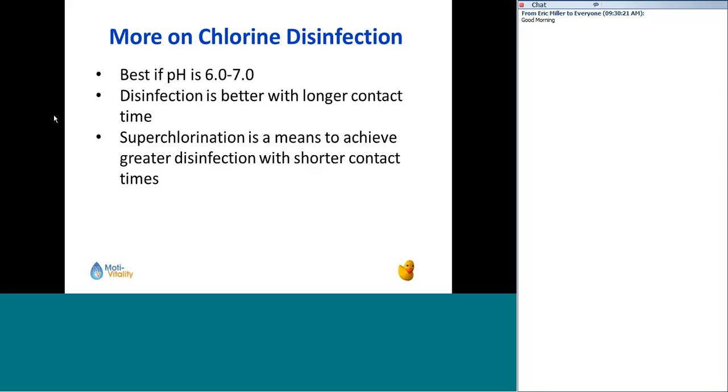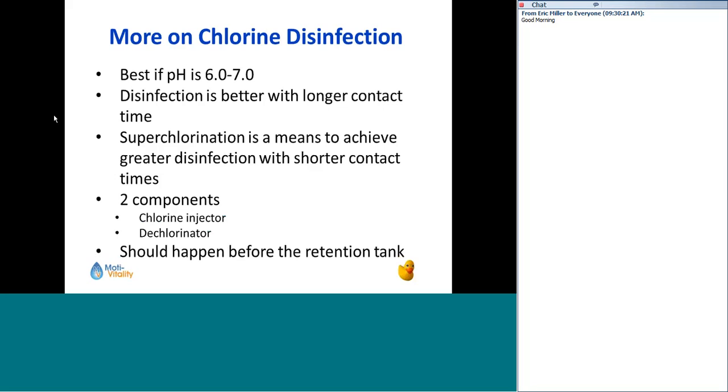Okay, superchlorination is a means to achieve greater disinfection with shorter contact times. What it actually means is that you load the heck out of it with chlorine, and because there's so much of it, it kills stuff a lot faster. There are two components of a chlorine injector, or a chlorinator. You've got the chlorine injector, and then you have to have the dechlorinator, because again, you've got to take this stuff out of the water. It should happen before the retention tank, because the retention tank gives that extra contact time.